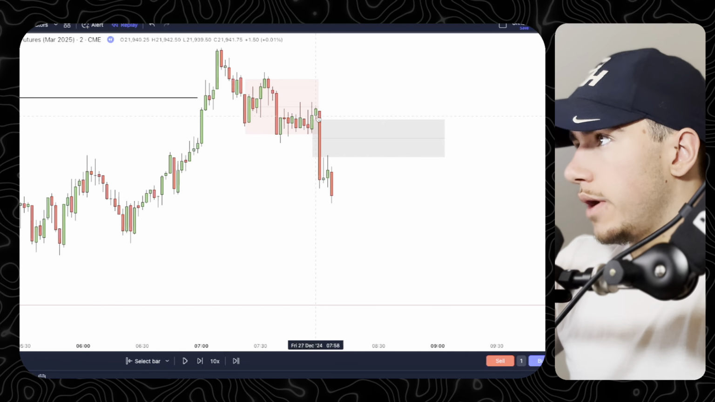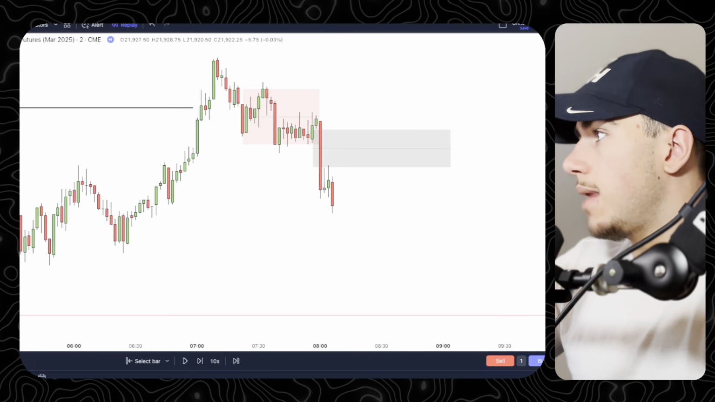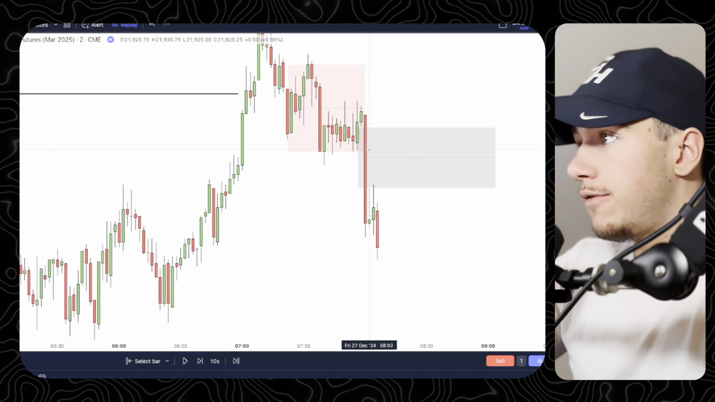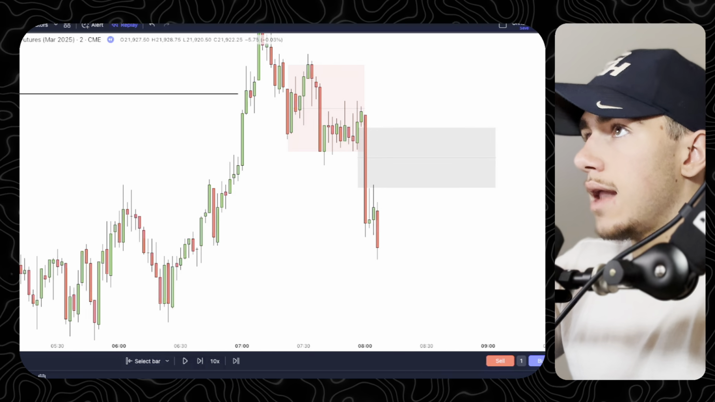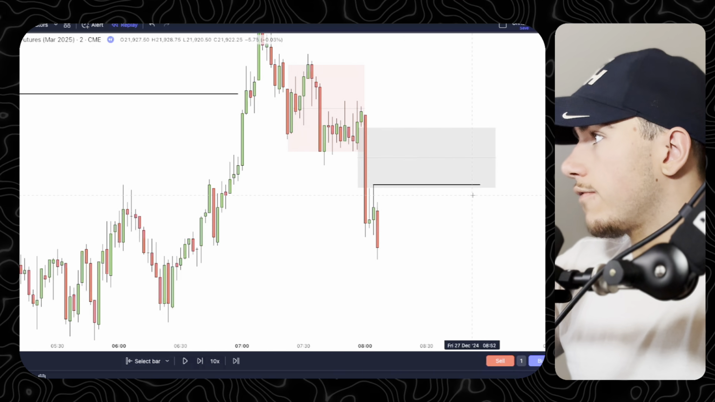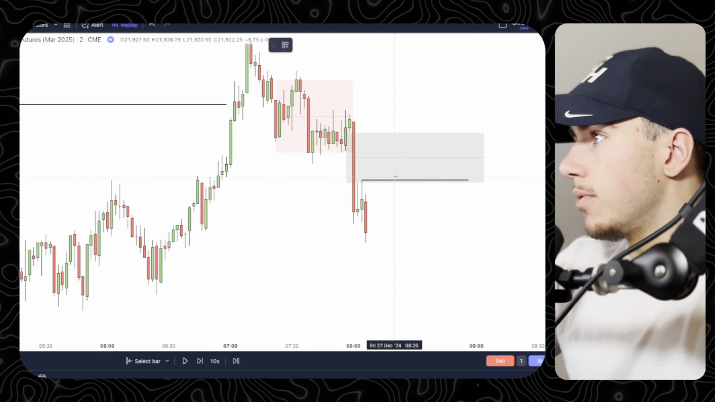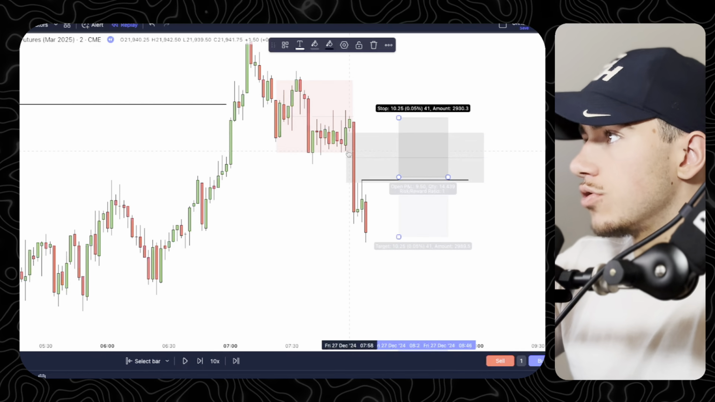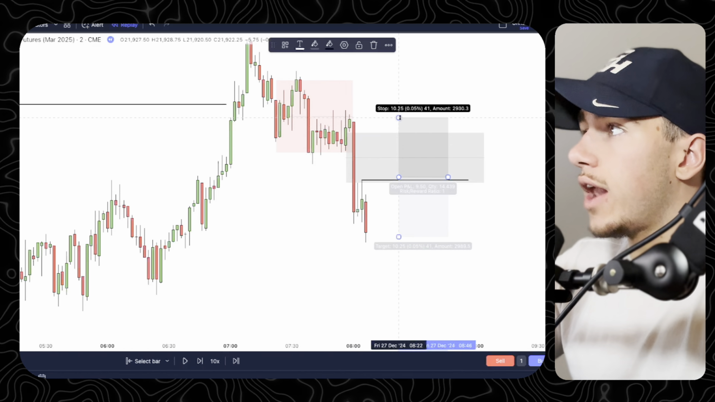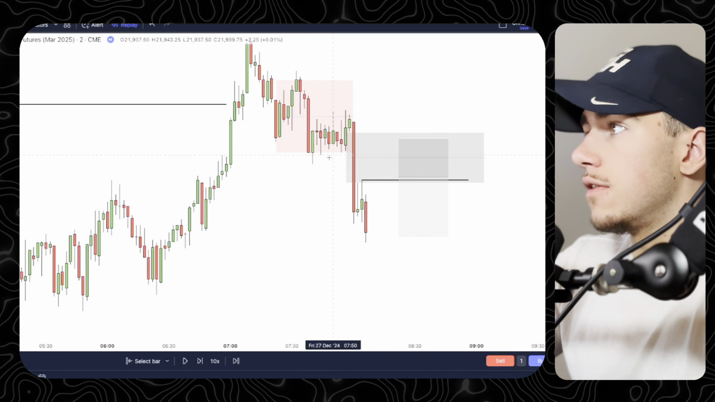Then we take a look at the displacement leg away from the first consolidation, and we pay attention to whether we made a high within that inefficiency. And as you can see, we did actually put in a high within that inefficiency right here. So all there's left for us to do now is to sell that high. And again, remember, this high did not hit equilibrium or contested encroachment of this imbalance. So the only rule that I have is that my stop loss includes the contested encroachment of the inefficiency.